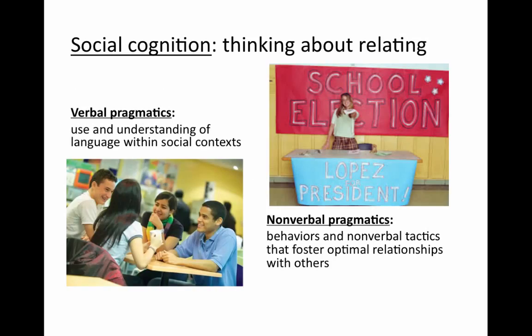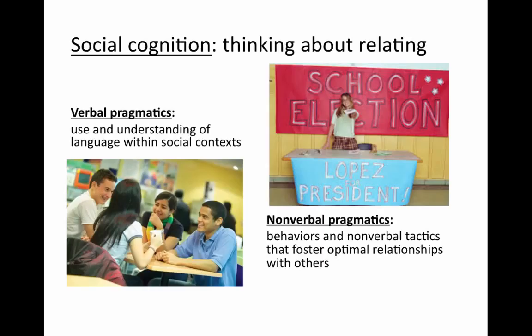Okay, so broadly, social cognition is defined very simply. It's defined as just thinking about relating to other people. And as Dr. Craig Pullman described in his video, social cognition includes both verbal and nonverbal dimensions. So verbal pragmatics, as a reminder, involves the use and the understanding of language within social contexts, and nonverbal pragmatics is focused more on the behaviors and nonverbal tactics that foster optimal relationships with others.